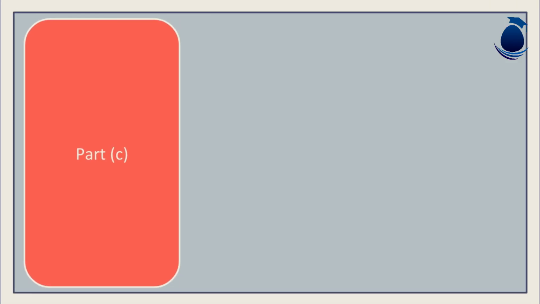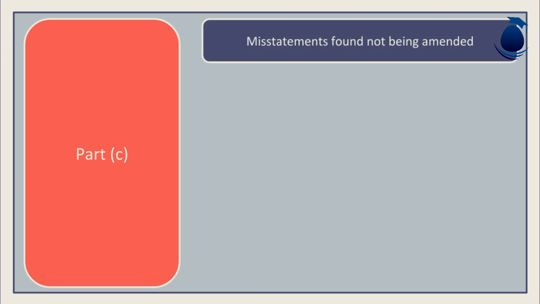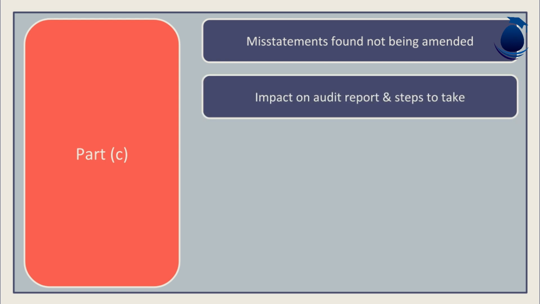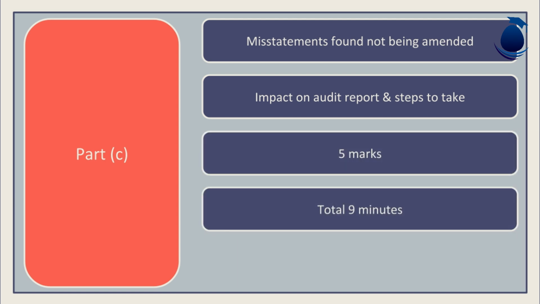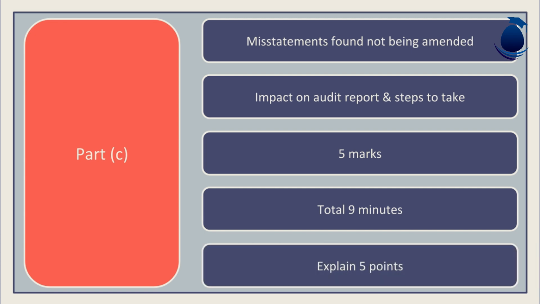Part C explains that there has been a misstatement found by the auditors that Jackdaw management are refusing to amend. It asks to explain the steps Puffin & Co. should now take, and the impact on the audit report in relation to the director's refusal to amend the financial statements. This is for 5 marks, and therefore 9 minutes should be spent on this. 5 points should be explained to give maximum marks. Let's now begin structuring our answer.